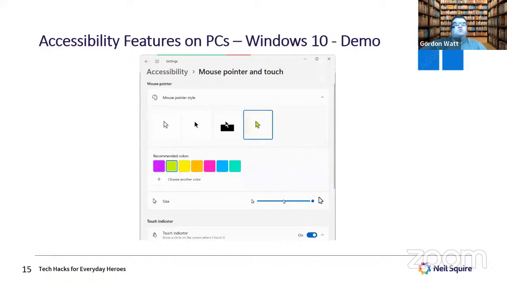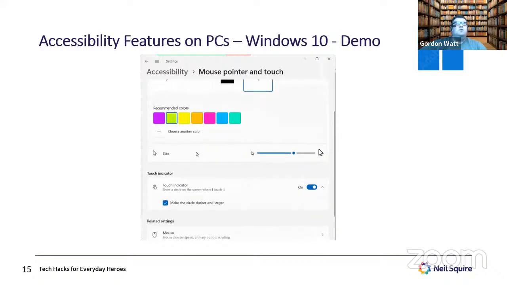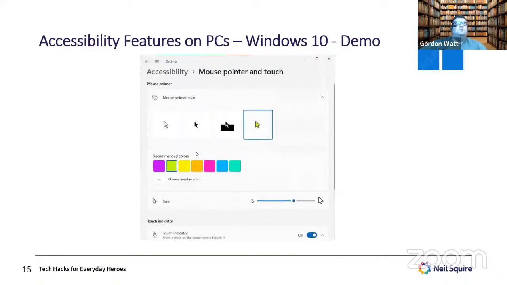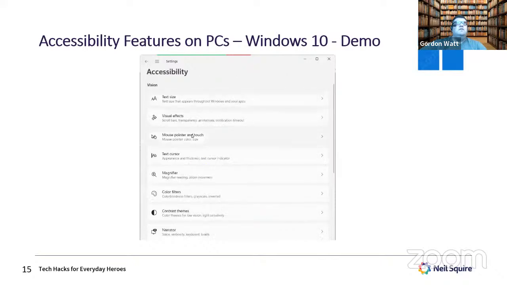And down at the bottom there, I don't know if you can see where it says touch indicator. There is an option there to turn that on, so that if someone is using a touch screen, a circle appears around where the person's finger is. Some computers out there do have touch screens, and they can get turned into tablets.